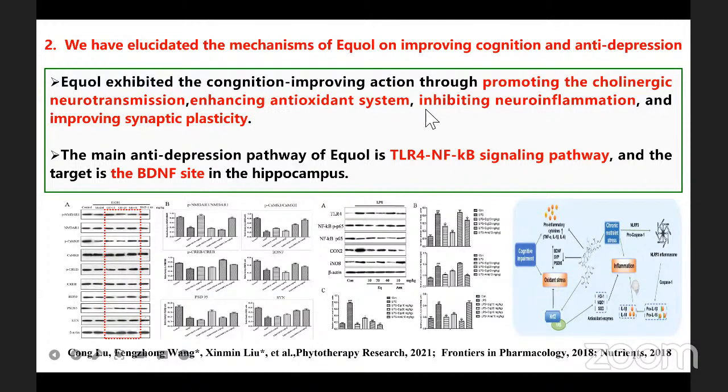Cognition improving is mainly through promoting cerebral neurotransmission, enhancing the antioxidant system, inhibiting neural inflammation, and improving synaptic plasticity. And its main antidepressant pathway is associated with a cannabis signaling pathway in the hippocampus, and its target is the BDNF site in the hippocampus of the mice.